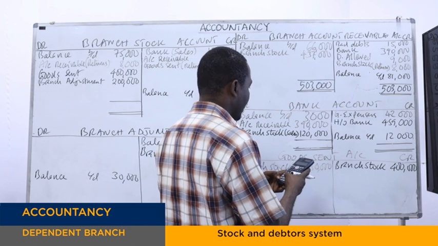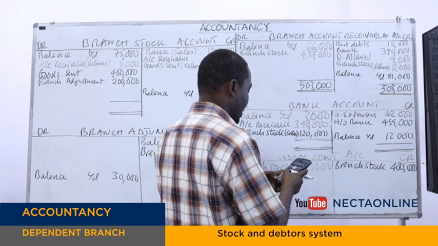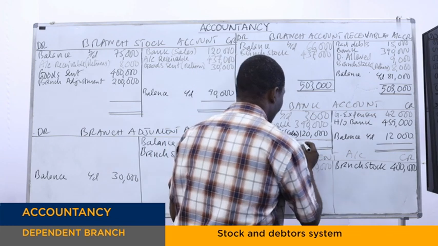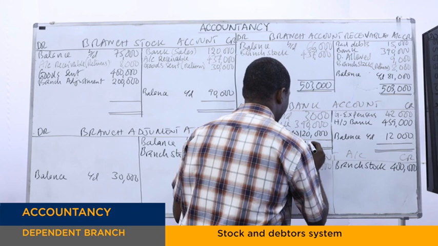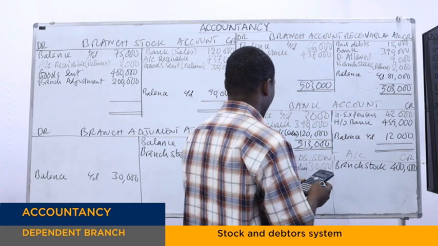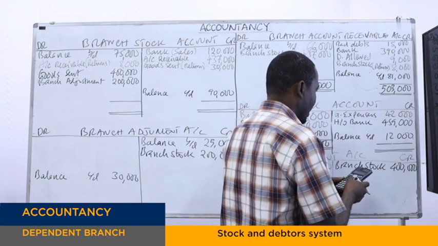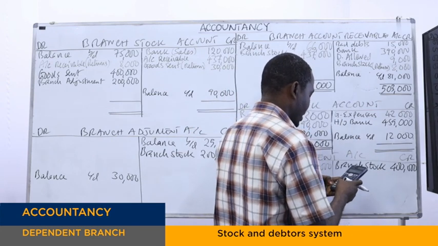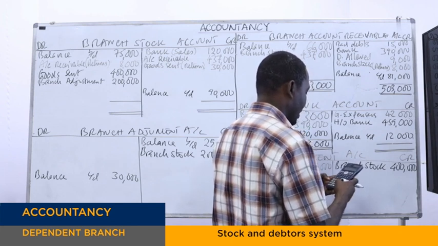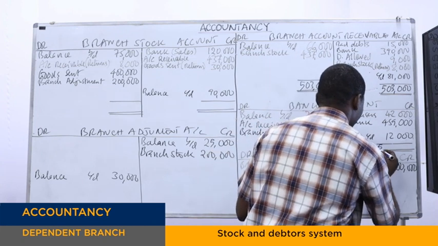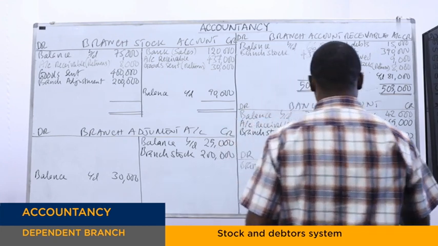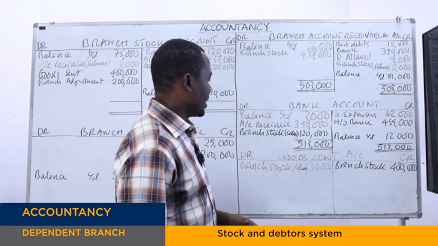Okay, we compute now to get the total. The 3,000 plus 390,000 plus 120. We get the total of 513. So we go to the credit side. 42,000 plus 459 plus 12,000. Yes, we get 513. So far, our cash account has balanced.